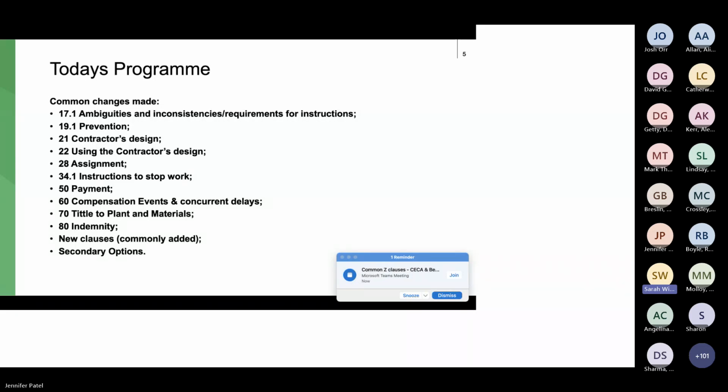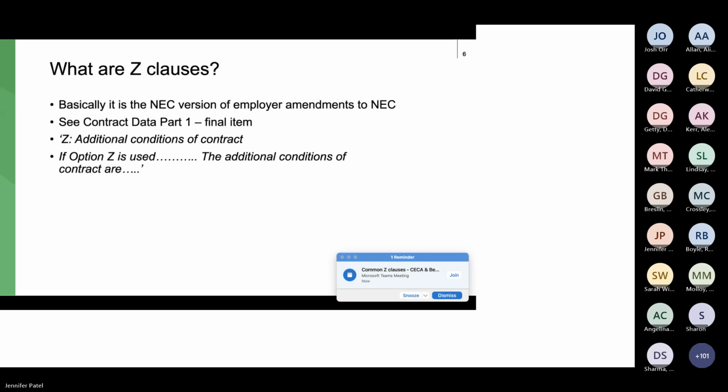So if we can move to the next slide, please, Jen. So just a reminder of what Z clauses are, and this follows on from my theme of huge numbers of changes that we're seeing at the moment. They are referred to in contract data part 1, so that's the second bullet point, and the quote is actually the third and fourth bullet points.